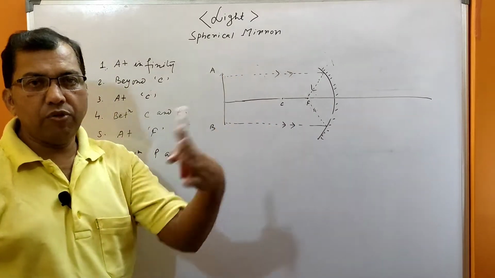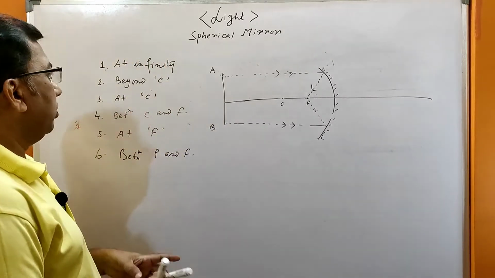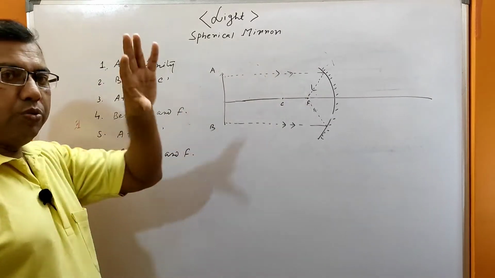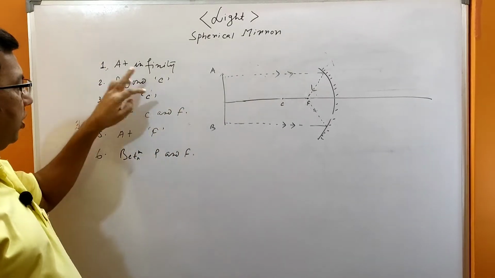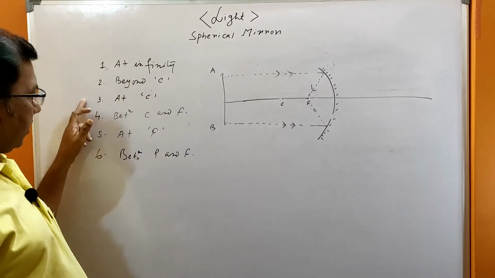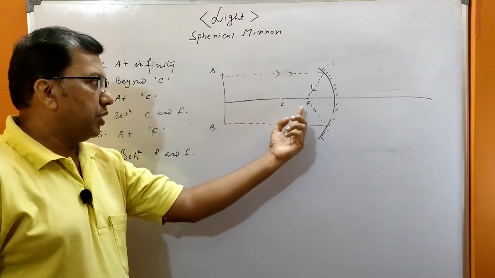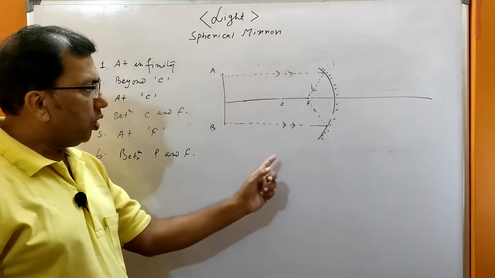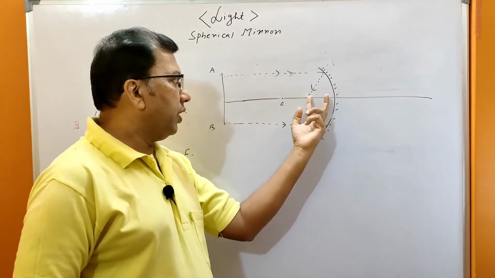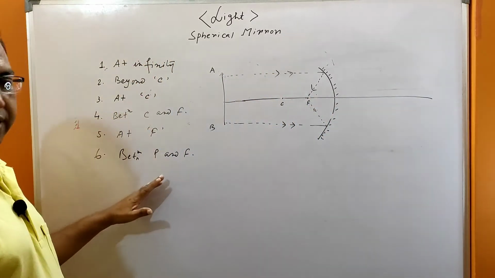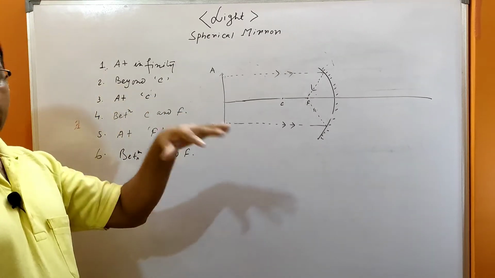Now let's study the different images formed at different positions. Mainly six positions are there, and that will be enough for you. When the object is at infinity, what will be the size, nature and position of the image? Beyond the center of curvature; at the center of curvature; in between the center of curvature and focus; at the focus; and when the object is between focus and pole. This is the pole, this is the focus, in between this. So six positions are there, and it is enough for you in the case of lens also, and mirror, concave or convex.